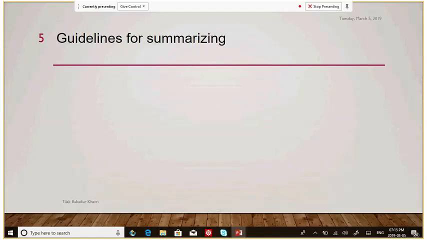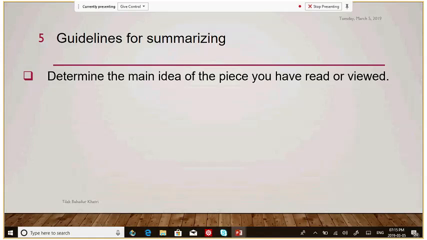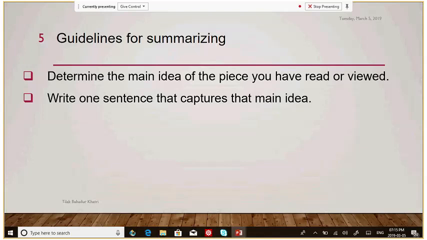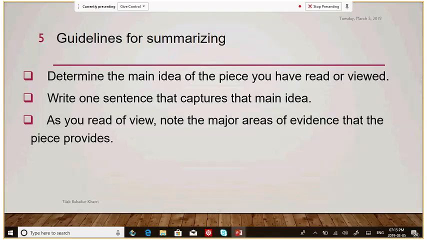A guideline for summarizing. Determine the main idea of the piece you have read or viewed. At first, we should determine the main idea of the paper. Then we can summarize it. Write one sentence that captures the main idea. This is very important. If we capture the main idea in one sentence, as you read or view, note the major areas of evidence that the thesis provides.